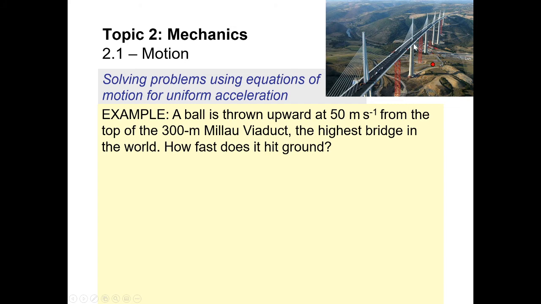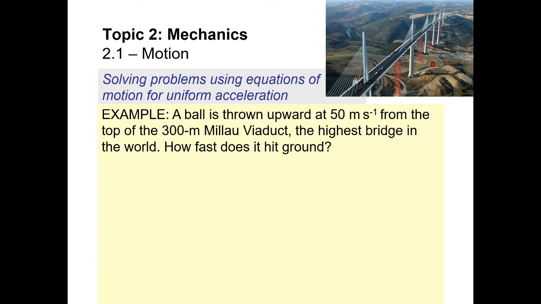Now, if any of you have ever traveled to France, you may have seen or even been on this amazing feature of engineering. Okay, it's called the Millau Viaduct. It is the highest bridge in the world. And as I recall, it was a joint effort between 2 European countries that allowed it to be built. Okay, so actually, yeah, we're going to solve this ourselves. So a ball is thrown upwards at 50 meters per second from the top of the bridge. How fast does it hit the ground?